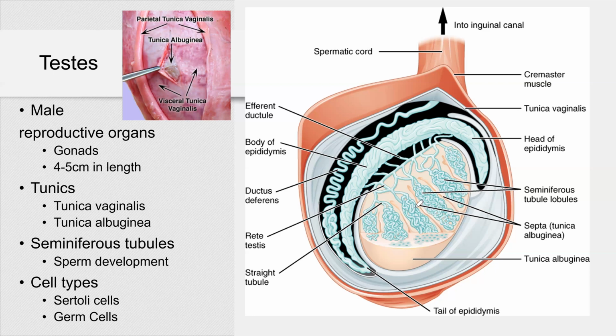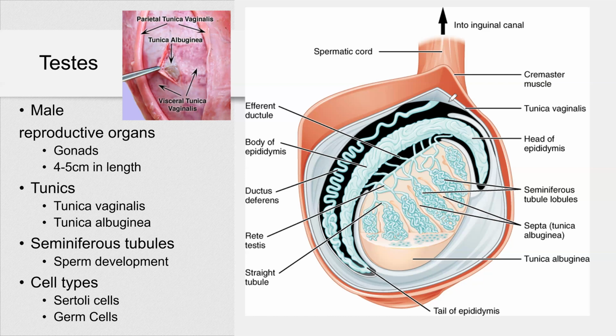Right, so again, testes are covered by 3 tunics: tunica vaginalis parietal and visceral, and tunica albuginea, that means white. Tunica albuginea also forms septa that separate testes into lobules. Within each lobule, we have seminiferous tubules. Inside those tubules, we have spermatogenesis, so the beginning of sperm formation. We make spermatids. They move through straight tubules to rete testis, through efferent ductules into epididymis, and then continue, right? So ductus deferens and so on. We will look at movement of sperm in detail in physiology part.